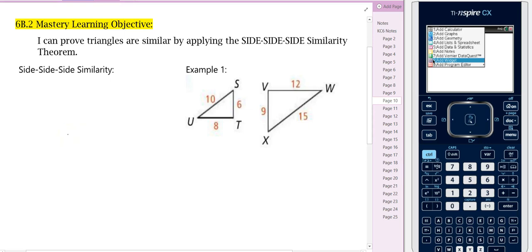Hey guys, in this video we're going to be covering activity 6b.2. Our mystery learning objective is I can prove triangles are similar by applying the side-side-side similarity theorem. So the first thing is side-side-side, what does that mean?